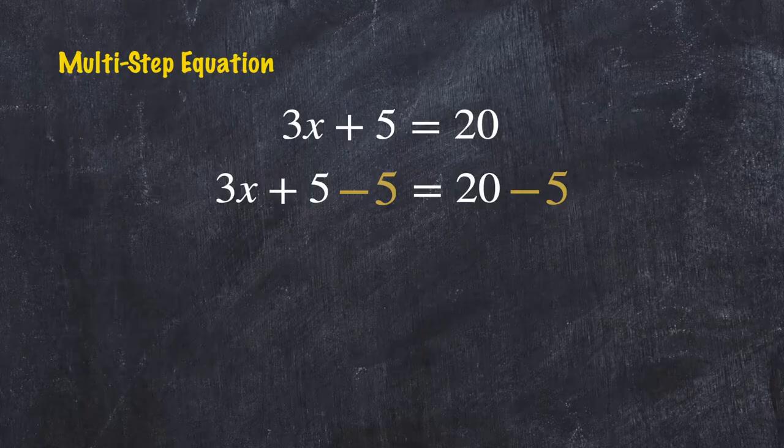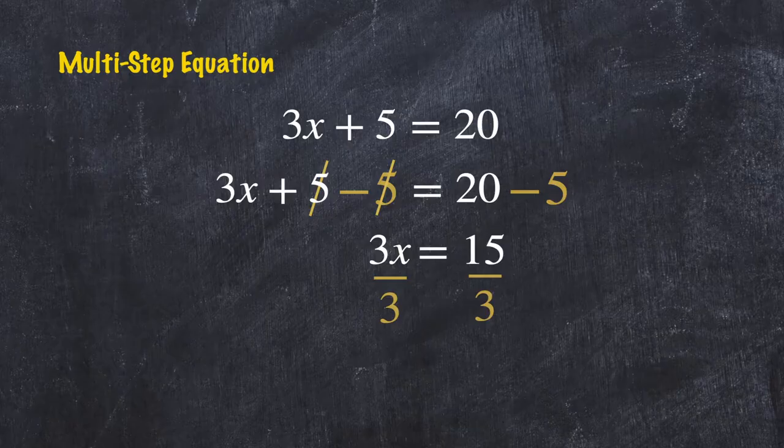Then again, 5 minus 5 will give me 0. So I'll get 3x is equal to 20 minus 5, and that will give me 15. So that takes me to another level of the questions that we have already solved. 3x is equal to 15. The next step is I need to get rid of the coefficient of x and make it 1. And that means I need to divide each side again by 3, cross out the 3, and x will now be equal to 15 divided by 3, which is 5. And that solves the equation.